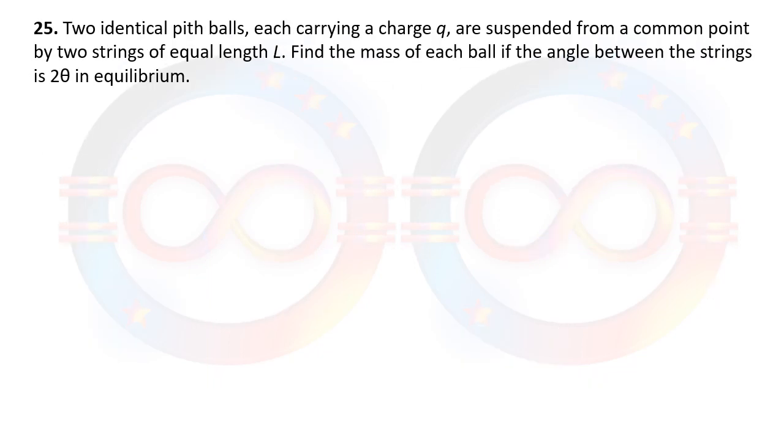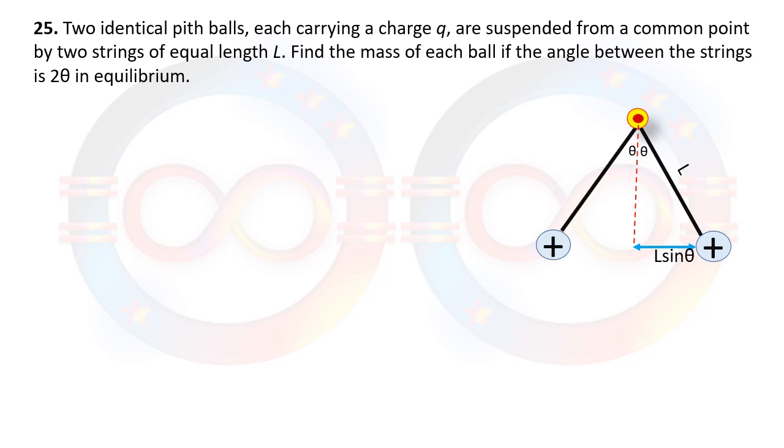Question number 25, it is saying that two identical pith balls, each having charge q. Again here we can take positive as well or negative. They are suspended from a common point by two strings of equal length. Find the mass of each ball if the angle between the strings is 2 theta at equilibrium. So 2 theta is the angle. I have divided it into 2 with the vertical axis, theta and theta. Length of the string is L.